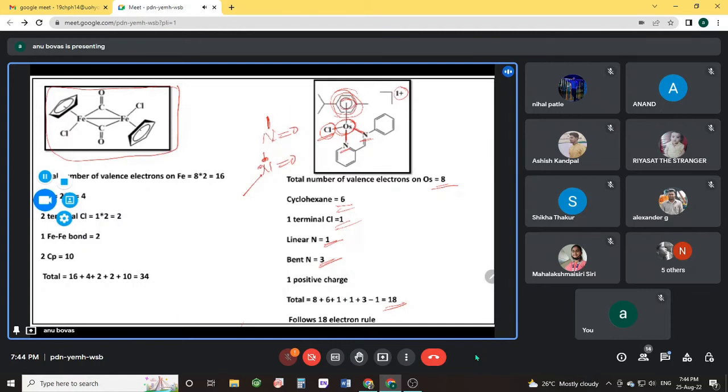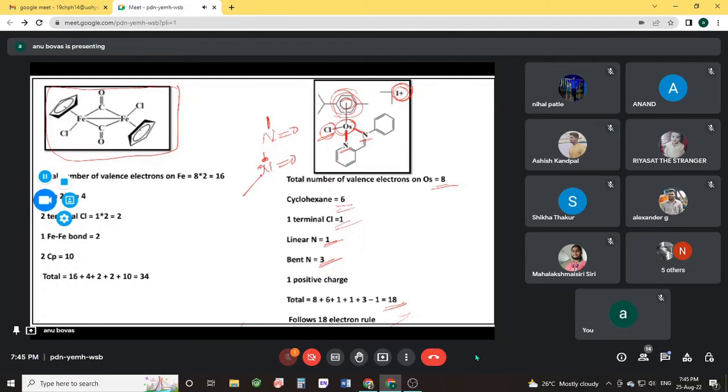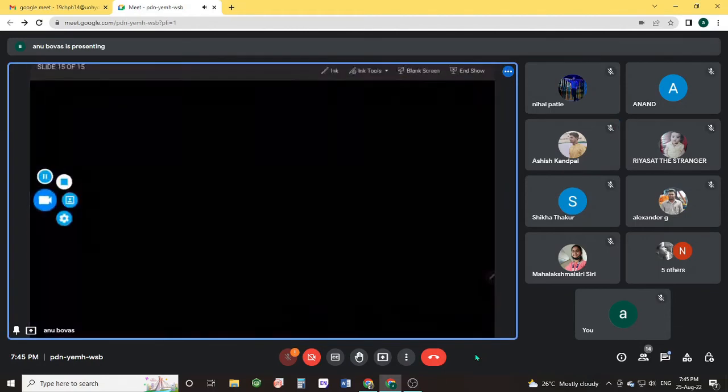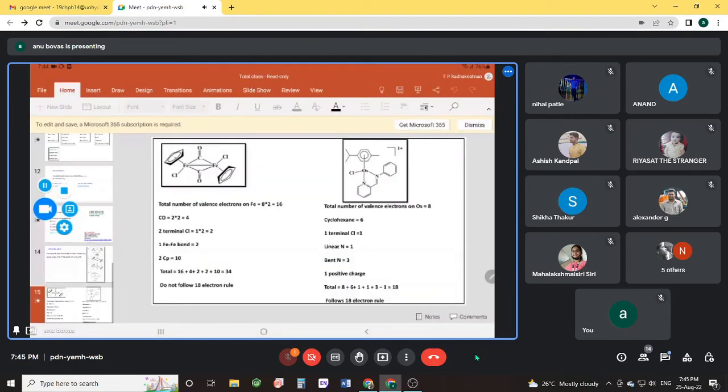So it will act as a 3 electron donor, whereas in the linear case it will act as a 1 electron donor. And a positive charge means we have to subtract 1 as we have seen earlier, and hence the total number of electrons will be 8 plus 6 plus 1 plus 1 plus 3 minus 1 due to the positive charge of the complex, equal to 18. So is it clear? This follows the 18 electron rule. This one is now clear.